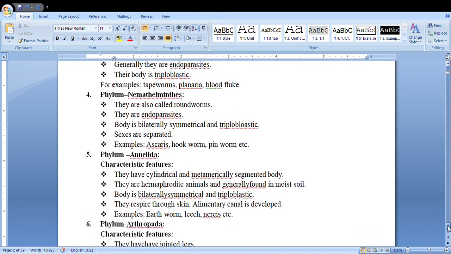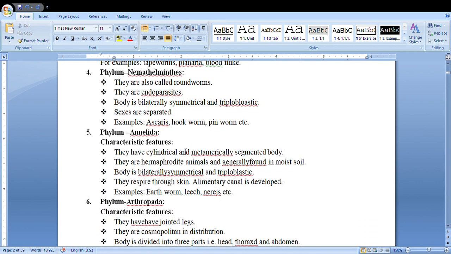Another phylum is Annelida. Characteristic features: they have a cylindrical and metamerically segmented body. Metameric means externally as well as internally segmented body. They are hermaphrodite animals like Platyhelminthes and generally found in moist soil. The body is bilaterally symmetrical and triploblastic. Triploblastic means three layers. They respire through skin. Alimentary canal is developed. Examples: earthworm, leech, nereis, etc.